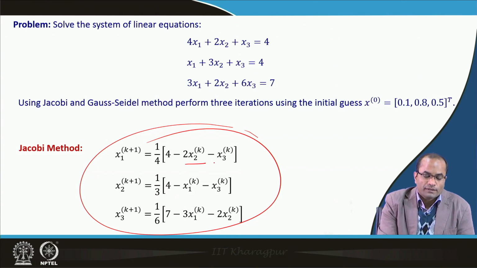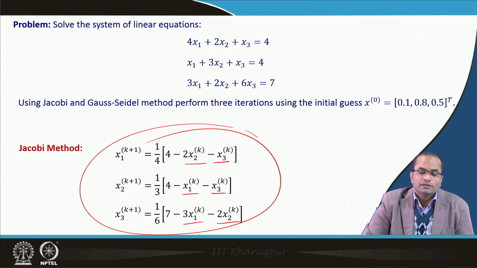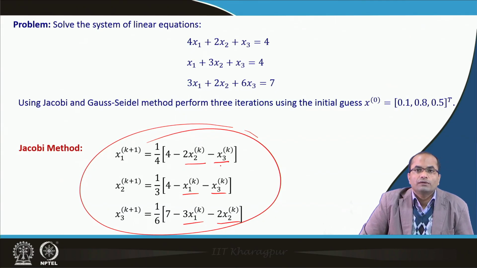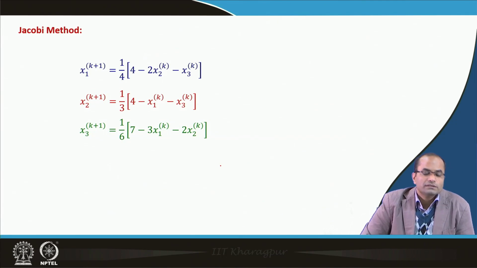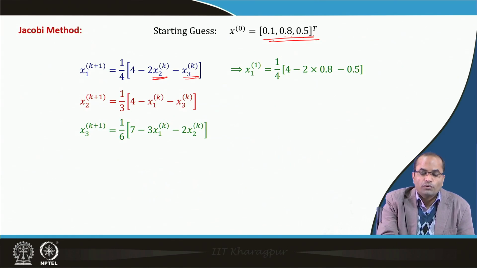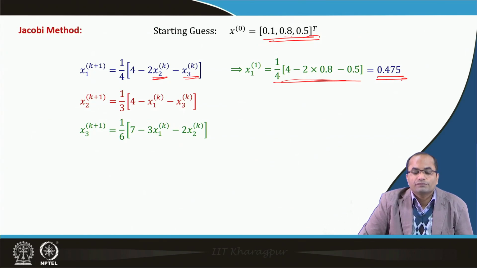We will plug these values, the initial values here by putting k equal to 0, and we will get the values after first iteration. Again, we can move to the next iteration by using these values after first iteration to get the values after second iteration. So, having this iterative scheme, if we start with this initial guess, here we will put 0.8 for x2, here we will put 0.5 and do this calculation, we will get 0.475.